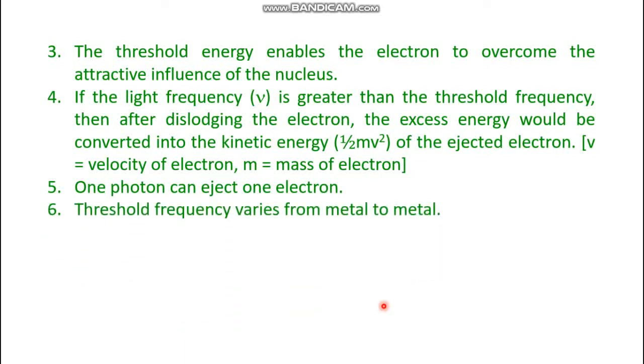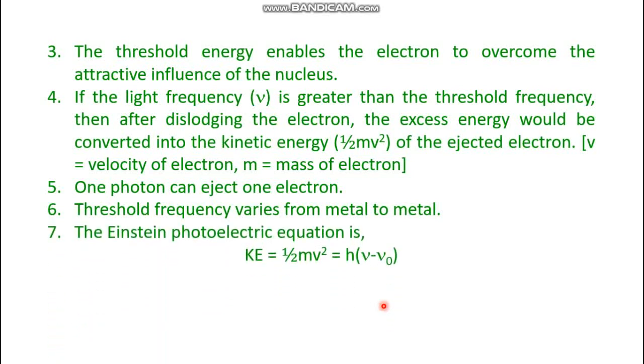Number 6, the threshold frequency varies from metal to metal, as I have said. And number 7, the Einstein photoelectric equation is this one: kinetic energy, half mv square, equals h nu minus h nu 0. H nu is the overall energy and h nu 0 is the work function, which is deducted, and the rest of the energy is kinetic energy, that is half mv square. So half mv square equals h nu minus h nu 0. If you take h as common, it becomes h into nu minus nu 0.